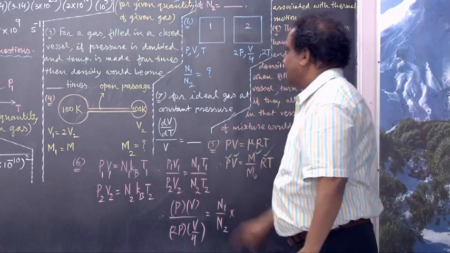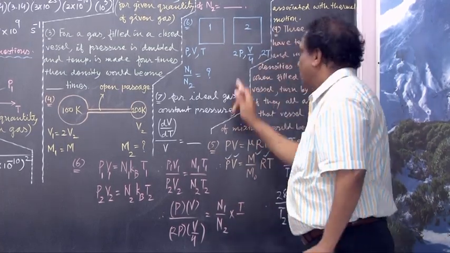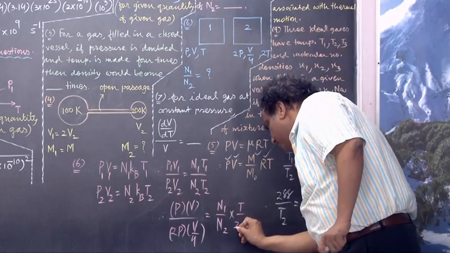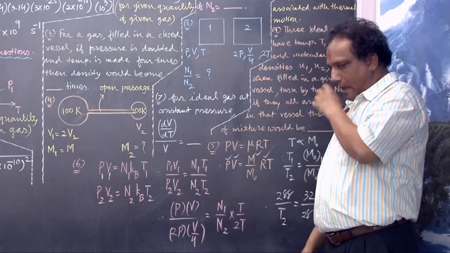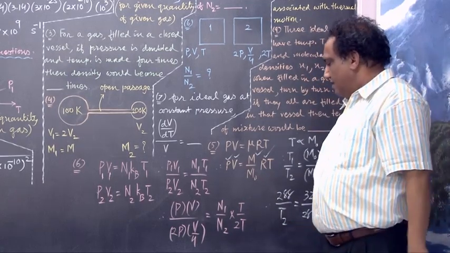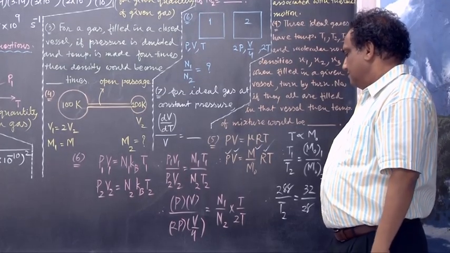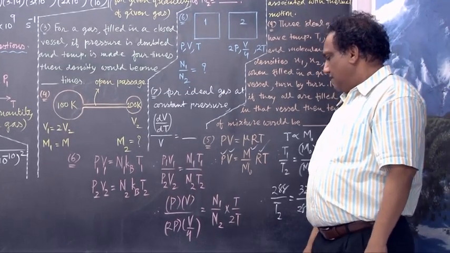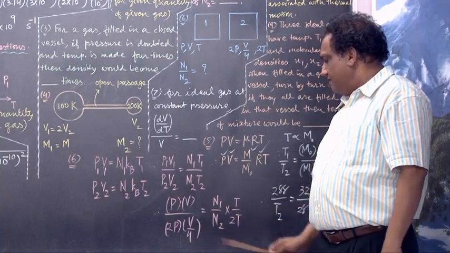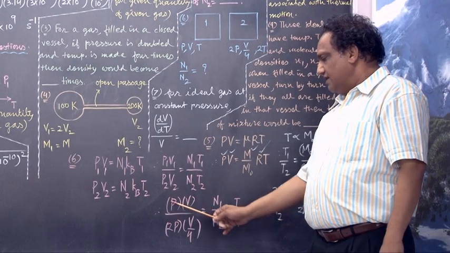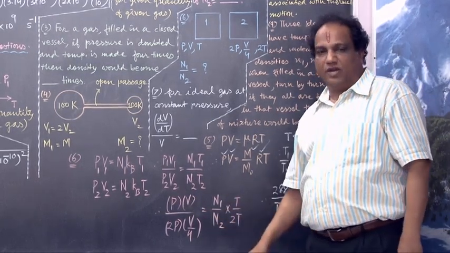What about first temperature? Here in first vessel T. What about temperature in the second vessel? 2T. Right? Find out N1 upon N2. This 2 and this 2 will cancel. This 4 going up. V is getting cancelled. P also. T also. So N1 upon N2 is 4.